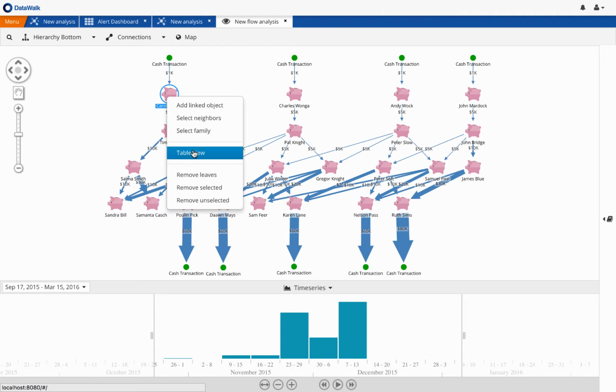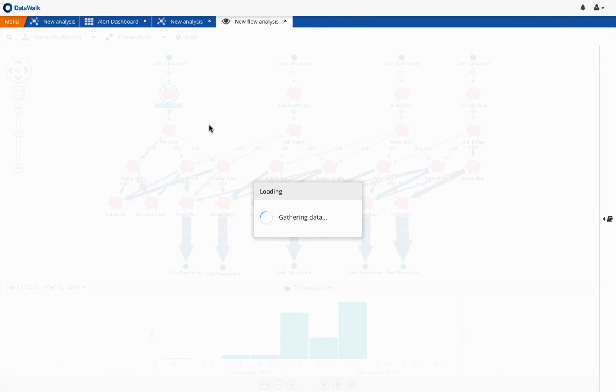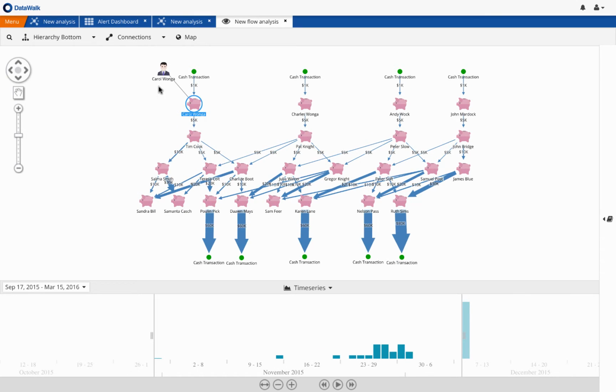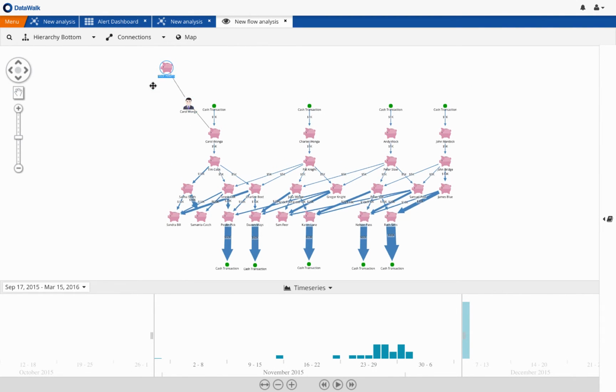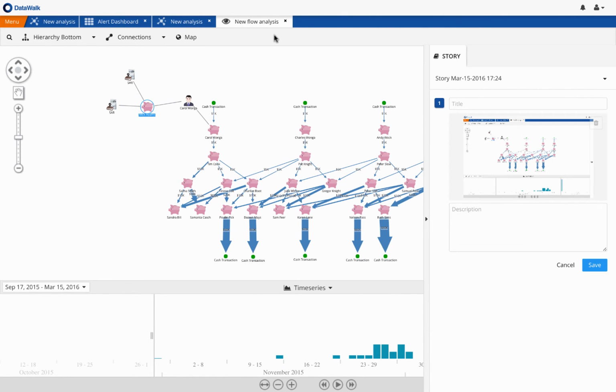We'd next like to see if we can identify the key player in this fraud scheme. Palo Alto is a central location of this scheme, so we consider whether the individual who set up the account in Palo Alto may be a real beneficiary. We now extend our investigation by adding accounts and individuals, and we see Carol Wonga is on an account owned by Mick Adams, and by adding previous SARs, we see 2 SARs are related with this account. With all this information, we now have evidence for filing SARs and contacting law enforcement.